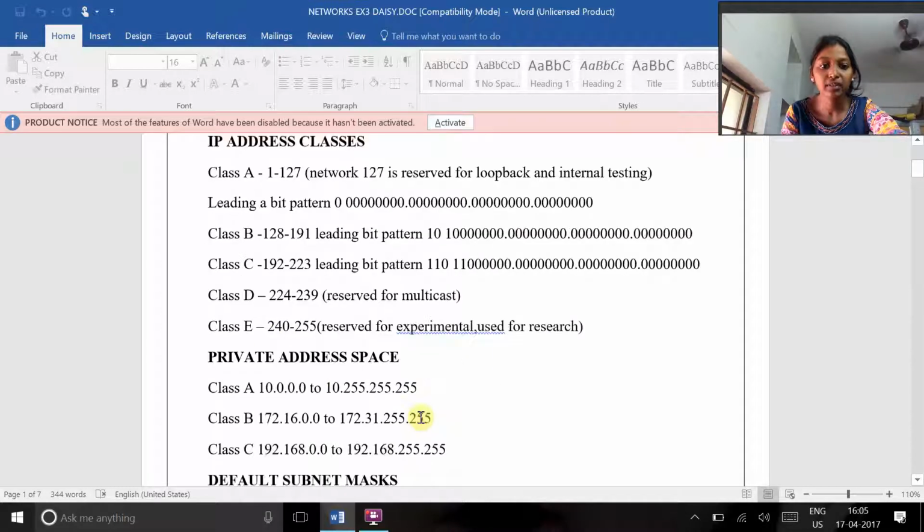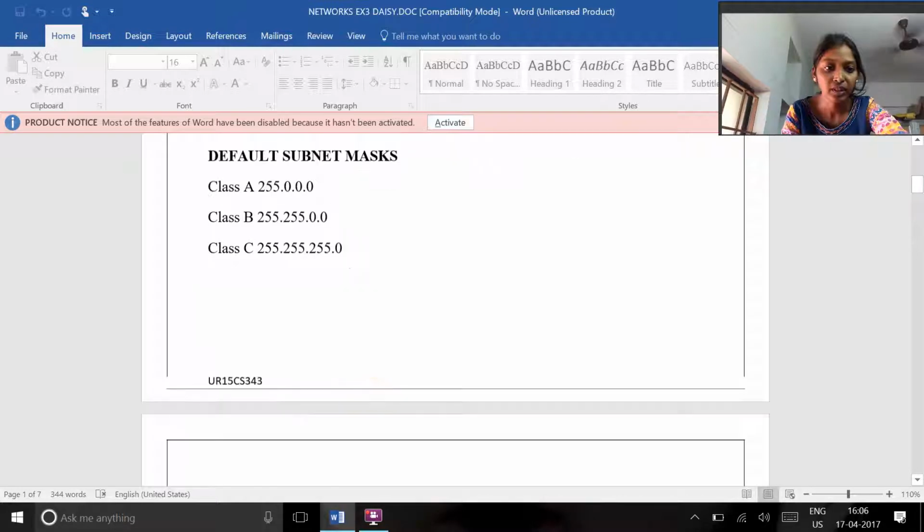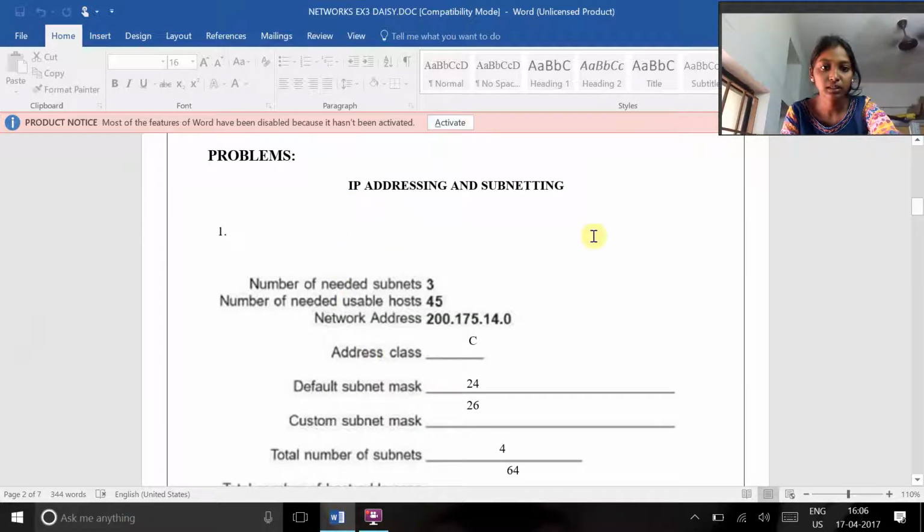And the private address space for Class A is 10.0.0.0 to 10.255.255.255, and for Class B it's from 172.16.0.0 to 172.31.255.255. For Class C, it's 192.168.0.0 to 192.168.255.255. And the default subnet masks are, for Class A 255.0.0.0, for Class B 255.255.0.0, and for Class C 255.255.255.0. Now here we have some problems for IP addressing and subnetting.